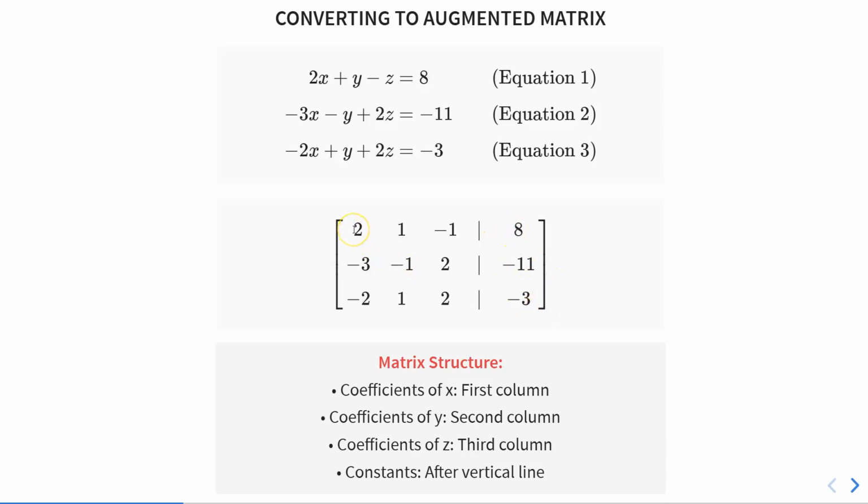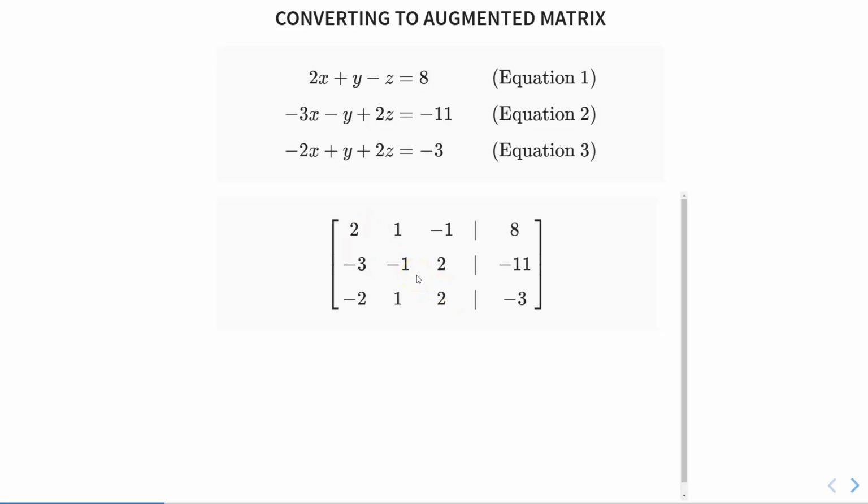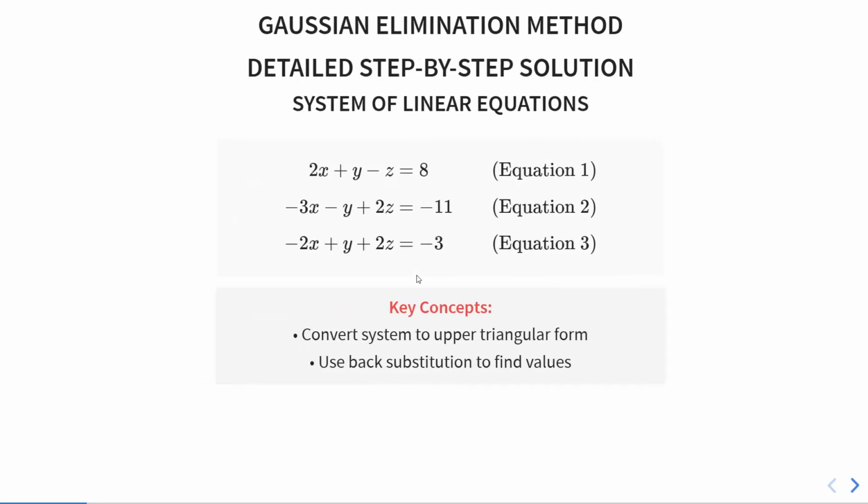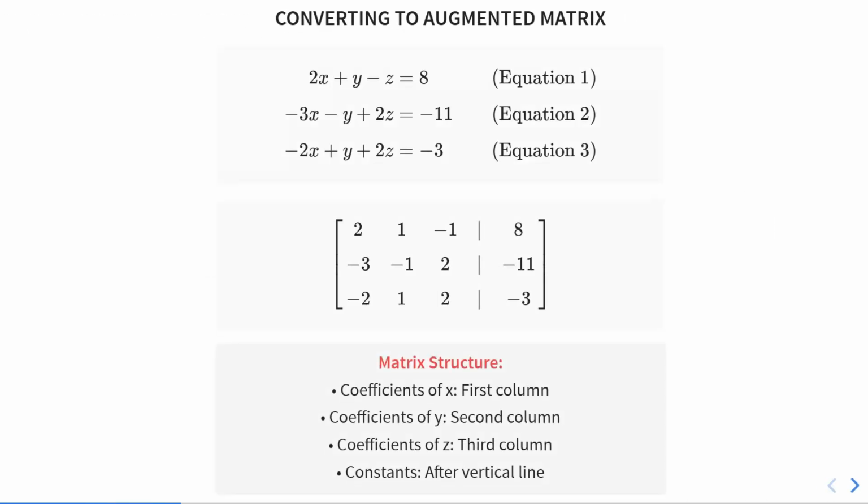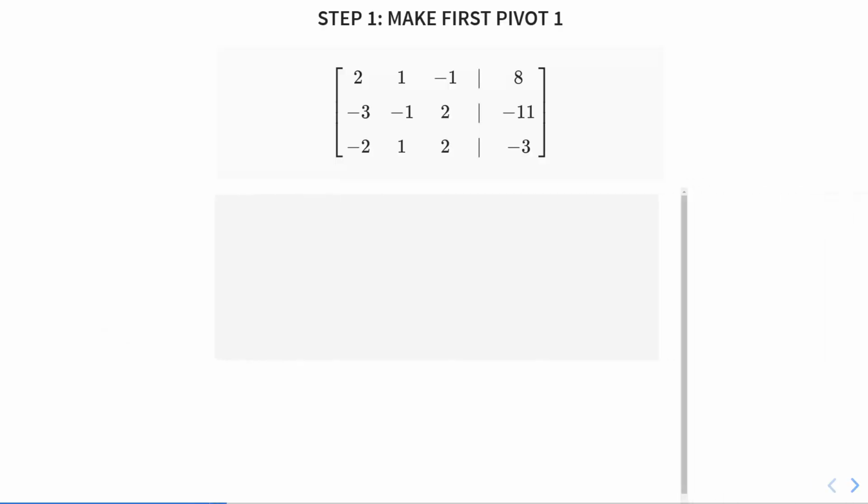Now here we have to make the triangular form. So here we have to make that upper triangular form, and then we will do back substitution. Now, this is my augmented matrix, and first I have to do one operation to make the first pivot 1. So here what I am going to do is R1 divided by 2, so I'll get the new R1, and I'm making that 2 as 1.